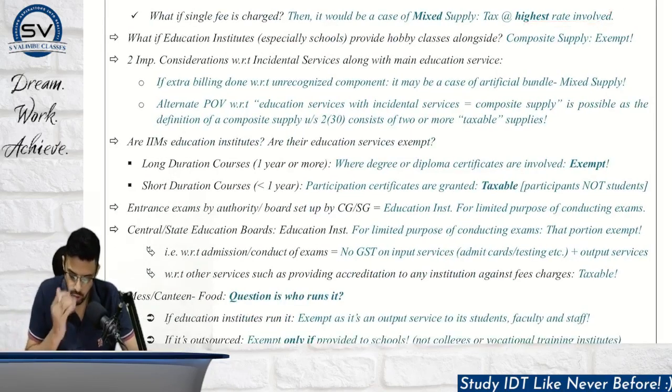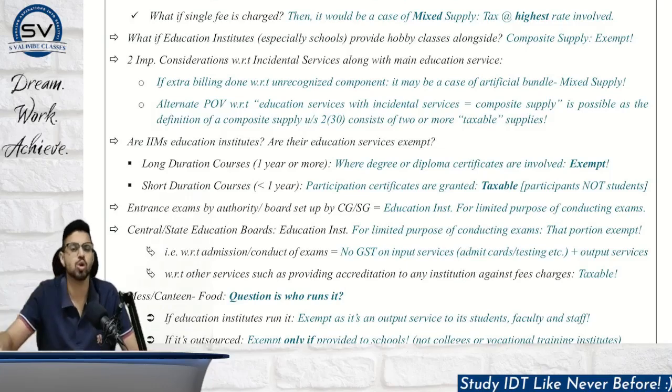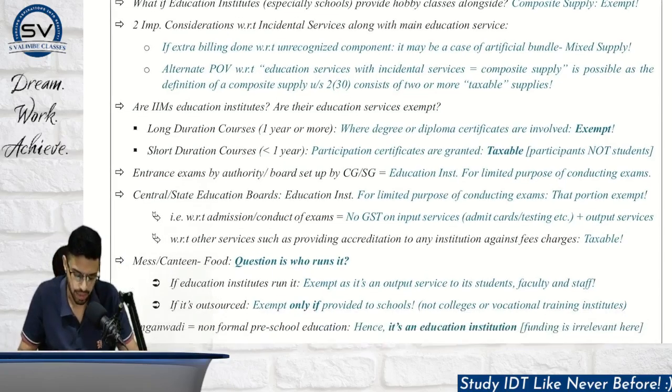What if educational institutions, especially schools, provide hobby classes alongside? Same concept as the residential dwelling and the day boarding example we took, that it is also a composite supply. The predominant element is an education service, so it is also exempt, right? So for example, a school provides cricket classes for an extra 500 per month, that is exempt. No need to assess separately.